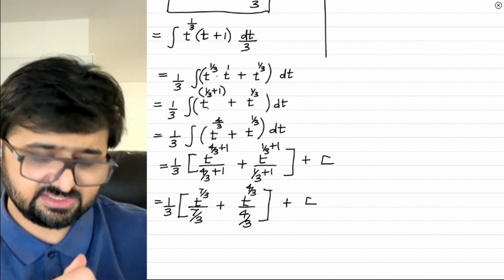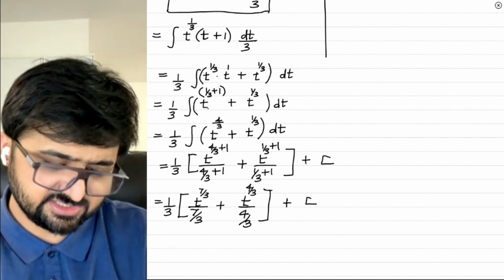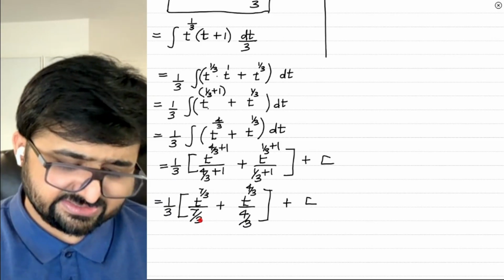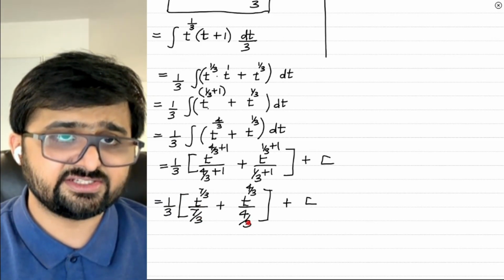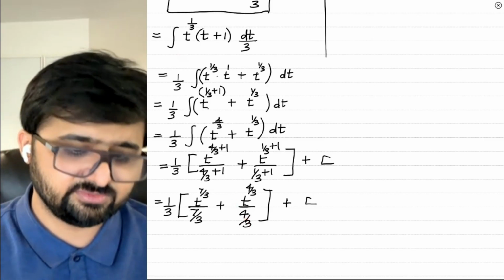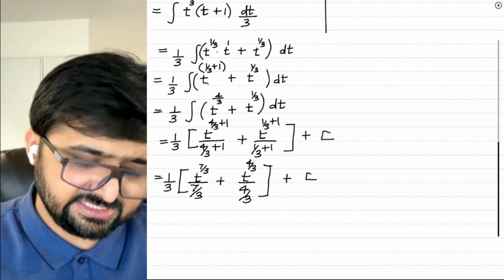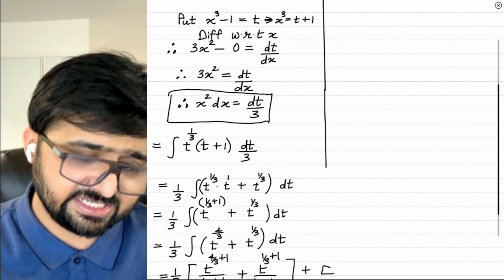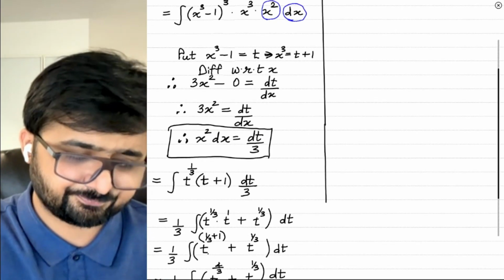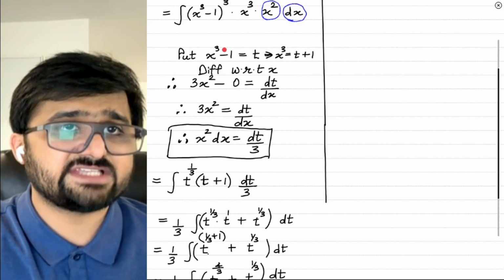Very simple, just simplification of algebraic terms. Now that 3 in the denominator goes in the numerator. Even here, 3 in the denominator goes in the numerator. And that t, we can make substitution again in terms of x. Convert the entire equation now again in terms of x. So remember that t was x cube minus 1.